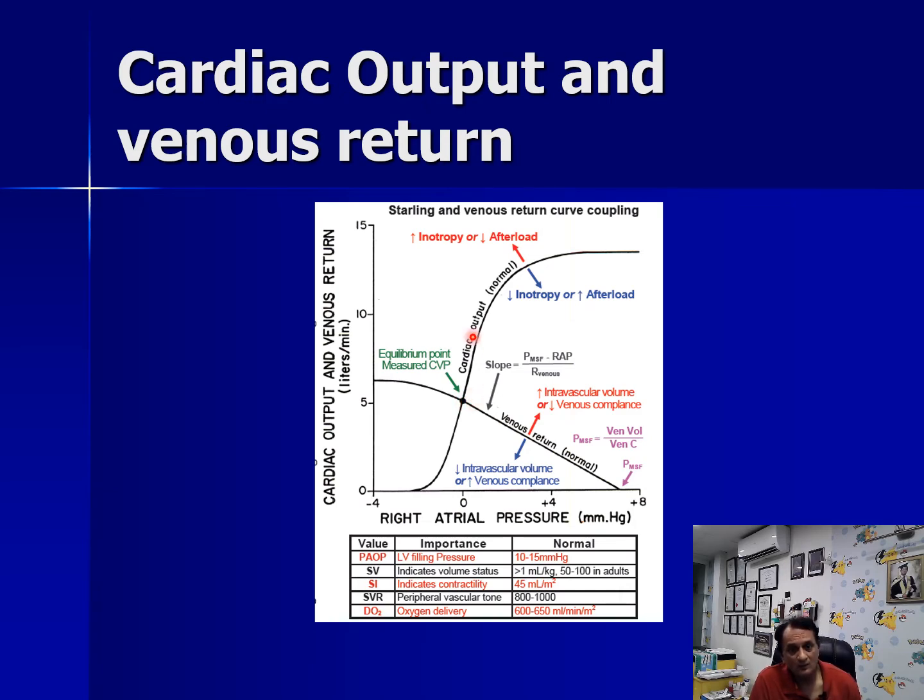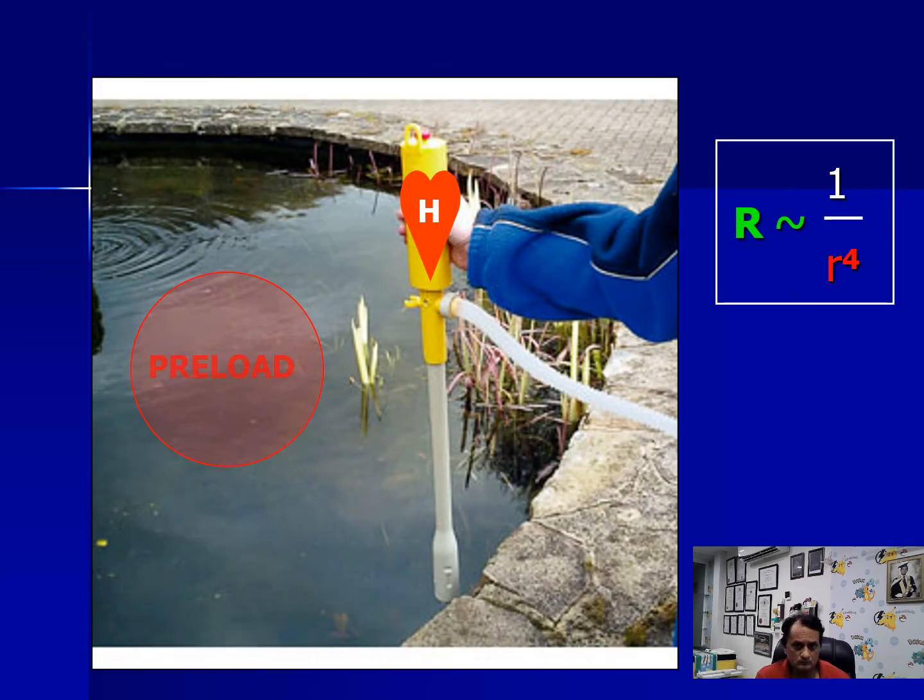And if you increase inotropes or decrease afterload by giving a vasodilator, your cardiac output is also increased. And if for some reason there is a decreased inotrope or increased afterload, then your cardiac output is going to drop. So the most important thing here is that the lower your atrial pressure, the better the venous return, the happier the heart, the better the cardiac output, and the better oxygen delivery you have in that patient.